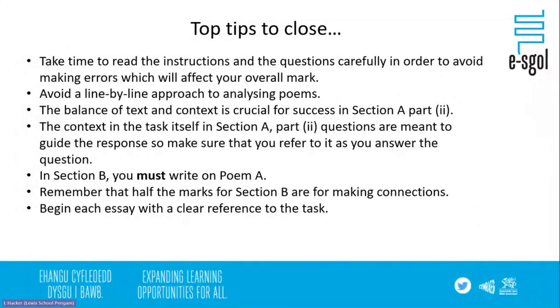Always avoid a line-by-line approach to analysing the poems in any of the questions on this paper. The balance of text and context is crucial for success in section A part 2 in that essay. The context in the task itself in section A part 2 questions are meant to guide the response, so make sure you refer to it as you answer the question. And then for the unseen poetry, you must write about poem A. Remember that half the marks for this question are for making connections and contrasts, and begin each essay with a clear reference to the task.